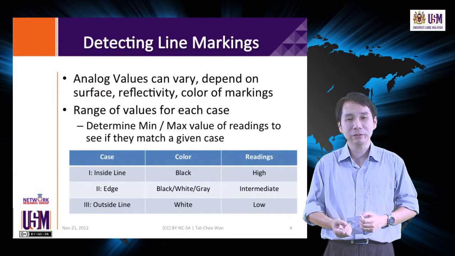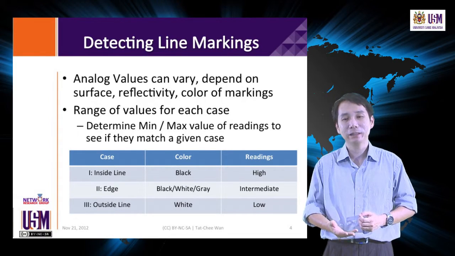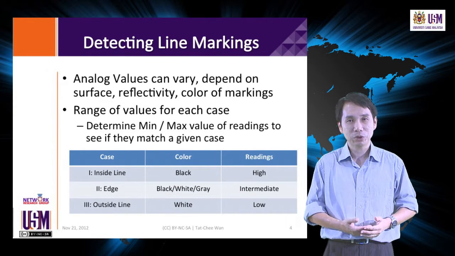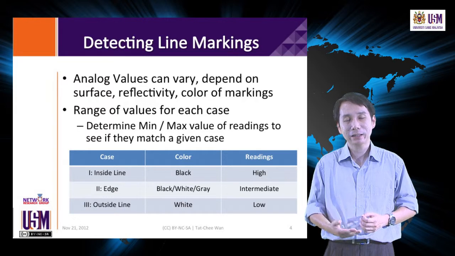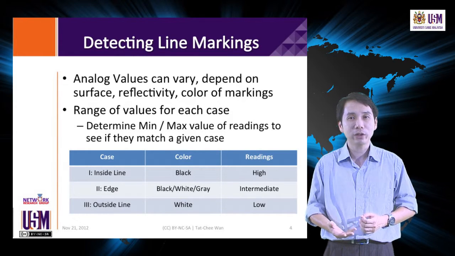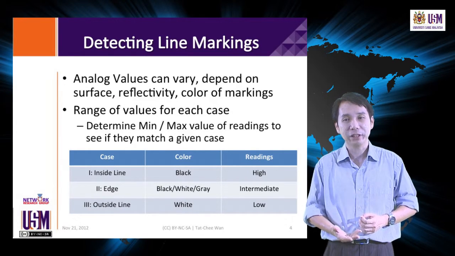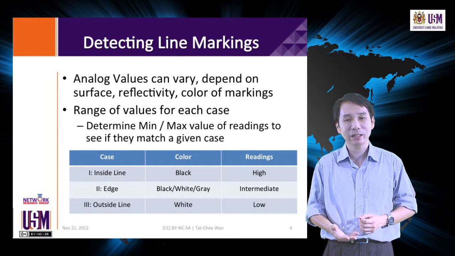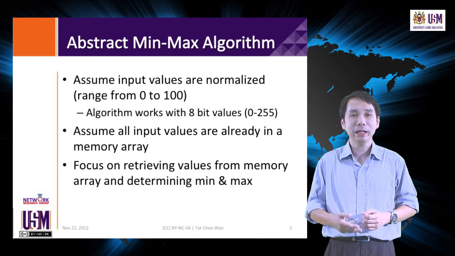So for the cases given here, the color that we may detect inside the line will be black, where we get high readings from the light sensor. If the robot is on the edge, the color to be detected will be either black, white, or even gray at the boundary, and the readings that we get will be intermediate. Finally, if it's outside the line, the color that we will detect is white, and the readings will be low from the light sensor. We will first investigate the abstract minimum-maximum algorithm.